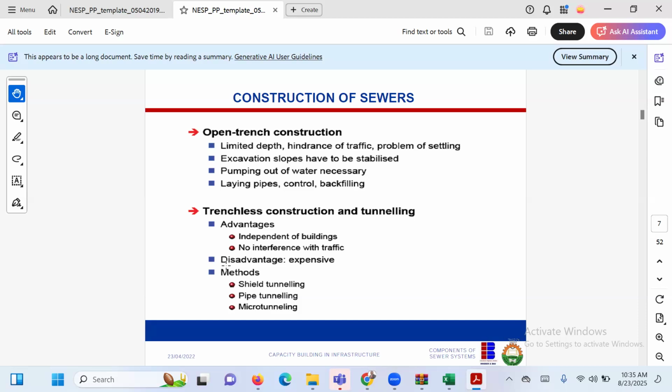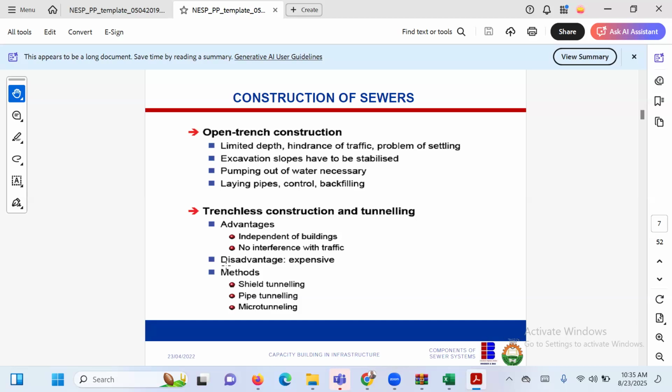Okay, how do you construct sewers? You talk about open trench construction. However, the limitation is that if you have limited depth, it can be a hindrance to traffic and all that. If you do trenching, it's easy to pump out water and easy to lay your pipe and everything. But there is also trenchless construction and tunneling, which you do underground.